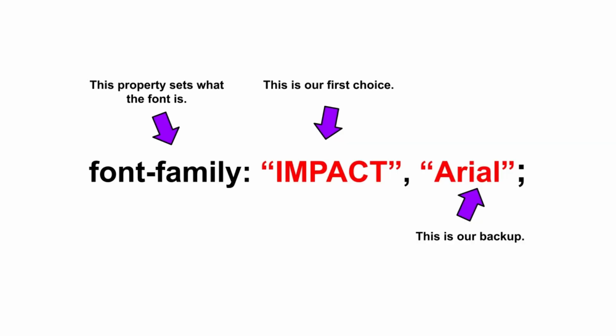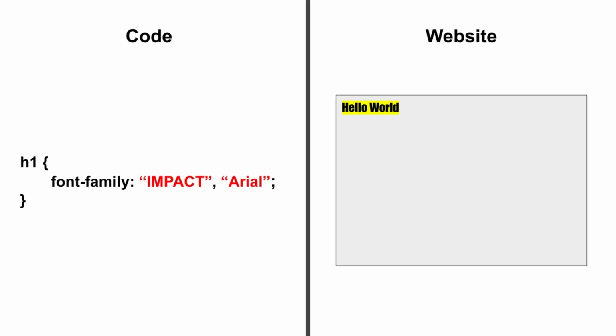The next property is the font-family property. It decides what the font type is. Our first option is Impact, but it is recommended to set a backup if your website fails to use your first choice. Just separate them by a comma. If we write this, we will see our font type on the website.